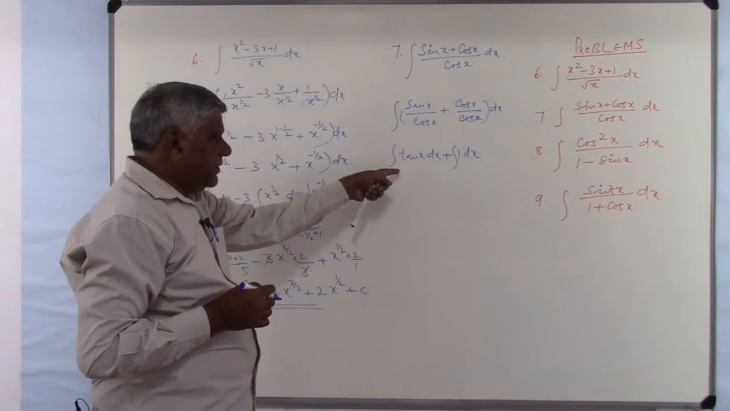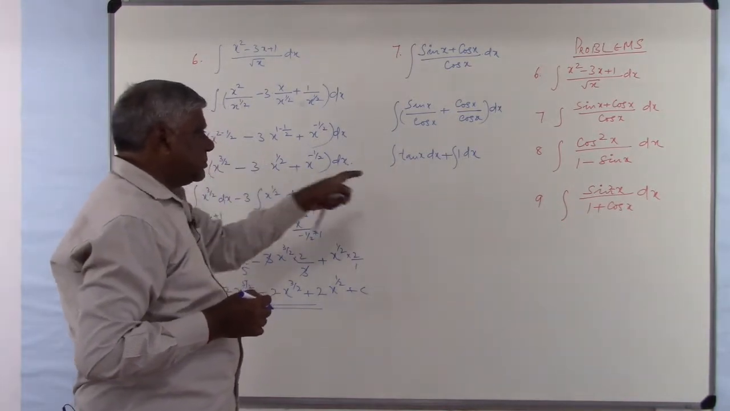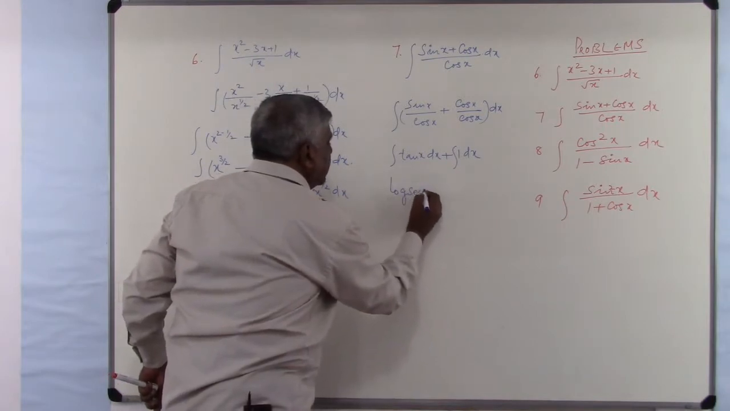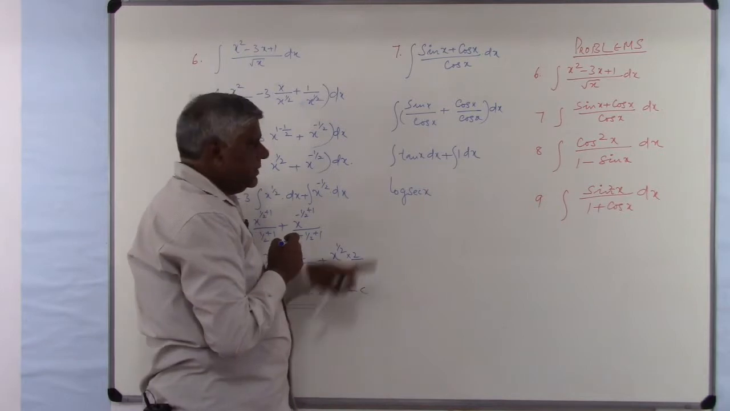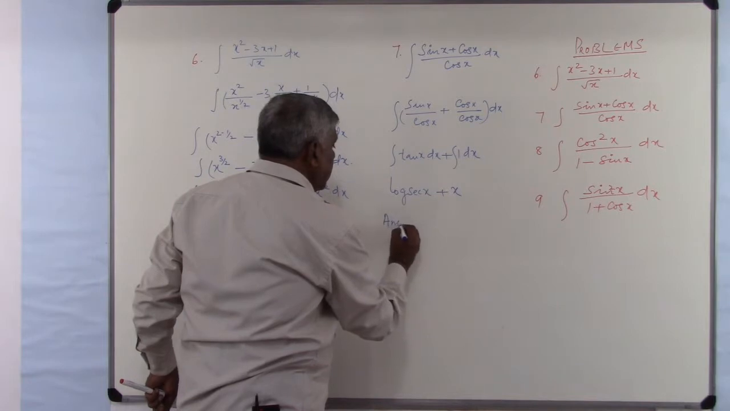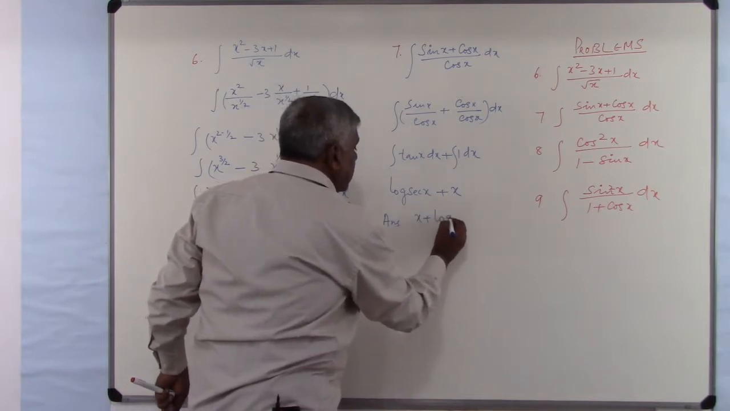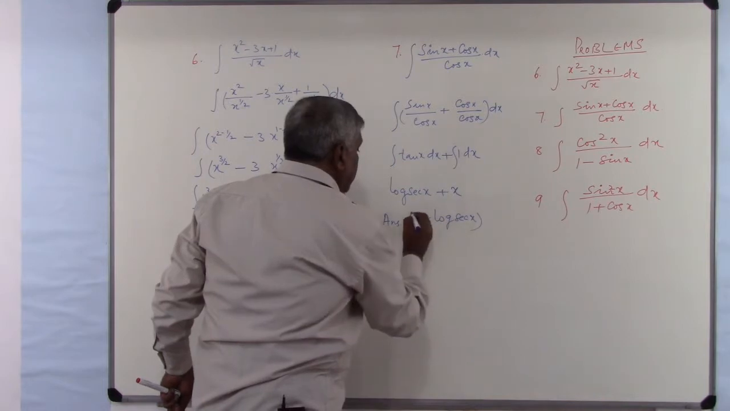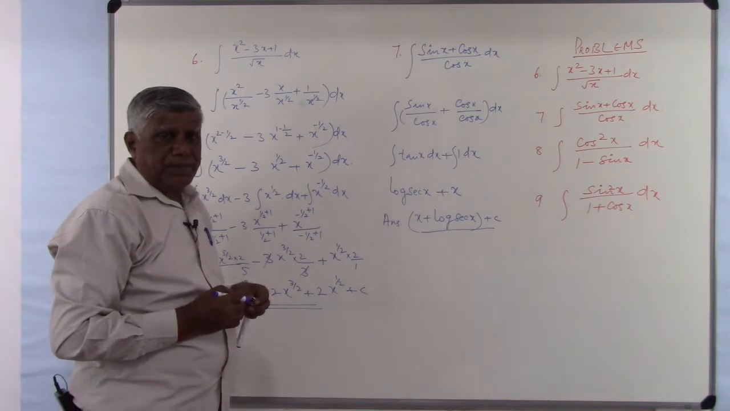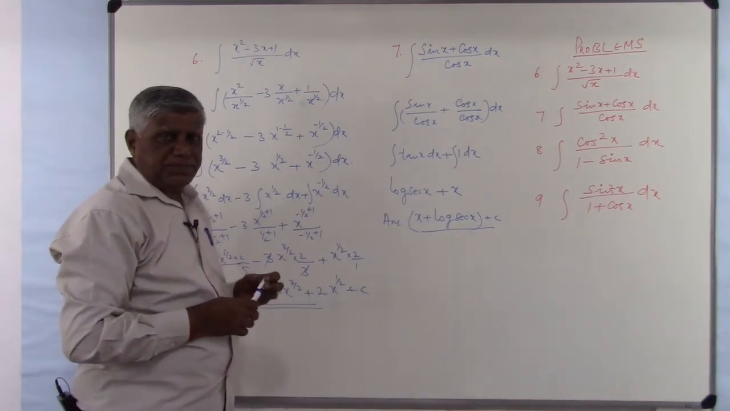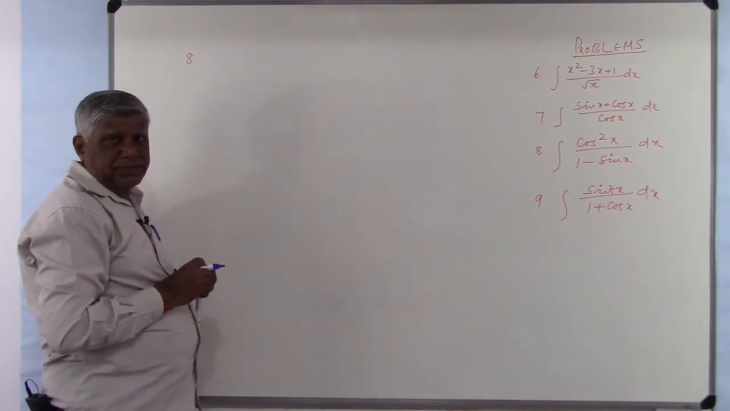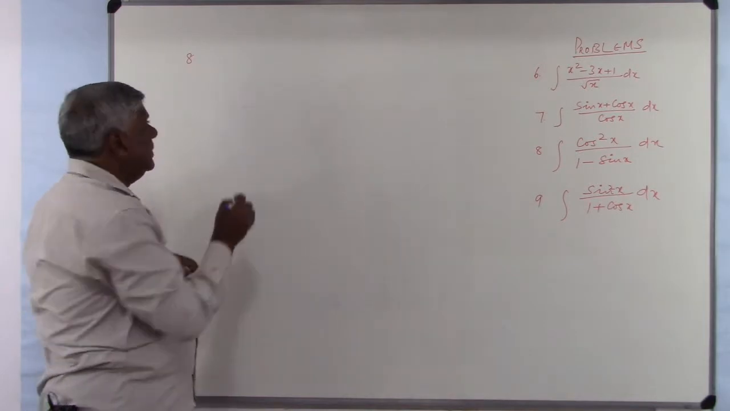Now tan x dx, see here, the formula is log secant x for tan x dx, plus x. Therefore the answer is x plus log secant x plus c. Now we will see the next problem.